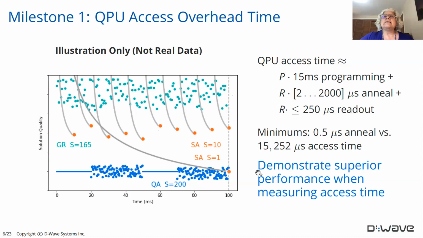And here are some typical QPU times: 15 milliseconds programming. When I wrote this slide, it was between 2 and 2,000 microsecond anneals, but now the current systems are going down to 0.5 microsecond anneals. And you could have one readout or many readouts. They are about 240 to 250 microseconds each on current systems. So the idea behind milestone 1 is to evaluate QPU performance when we're measuring access time, not anneal time.